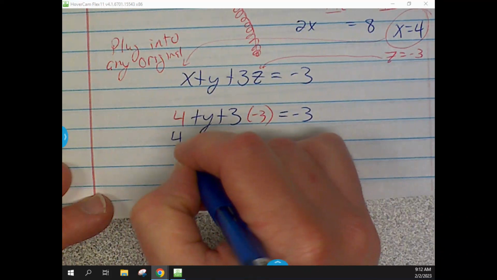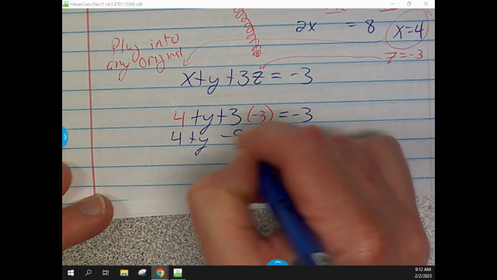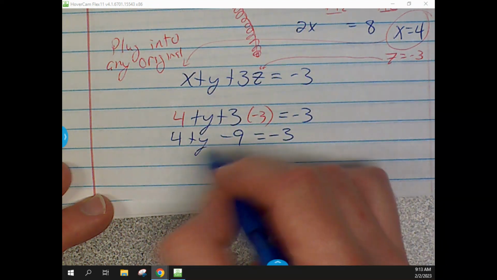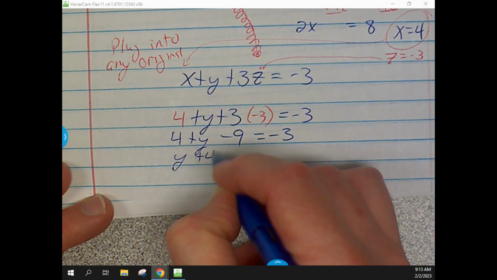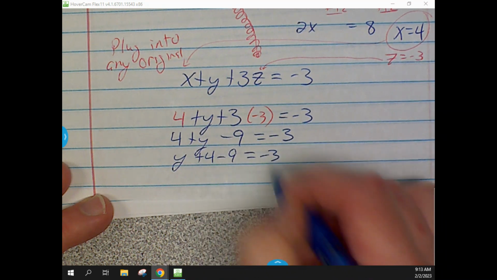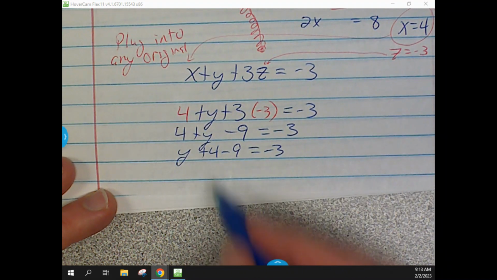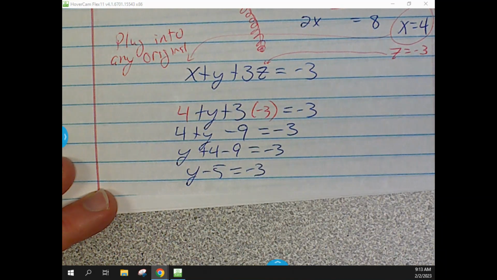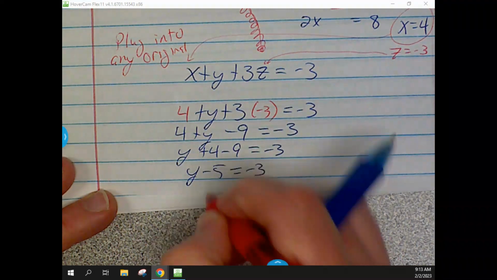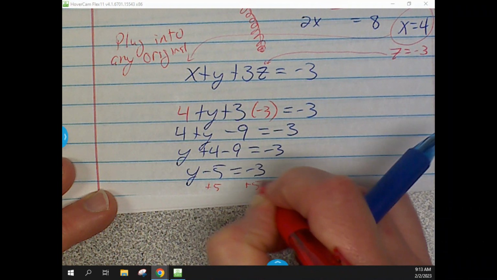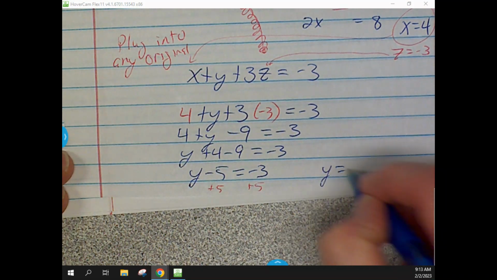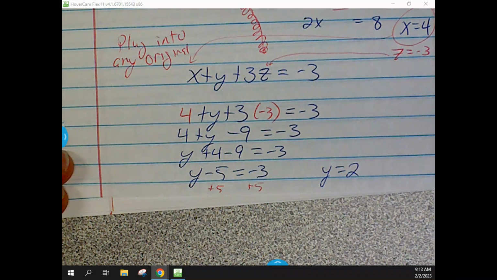All right, so that's 4 plus y minus 9 equals negative 3. And again, you can do this in a couple of different ways. If you just think about rearranging this, that's y plus 4 minus 9 equals negative 3. And if we do 4 minus 9, that is y minus 5 equals negative 3. Add 5 to both sides, so then we wind up with y equals 2.